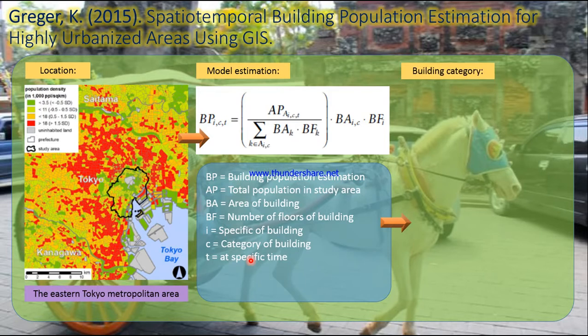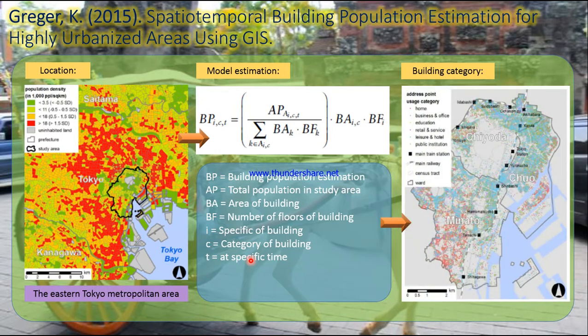Based on the model, the author split building categories. There are some categories like home, business office, education, retail and service, leisure and hotel, public institution, main train station. These are some of the buildings in this study.